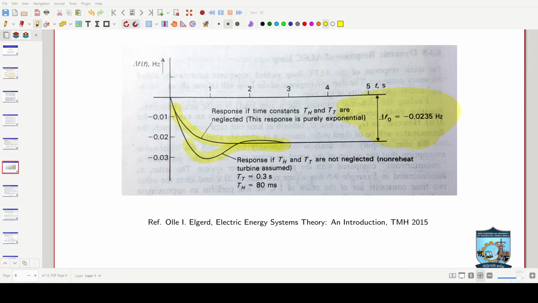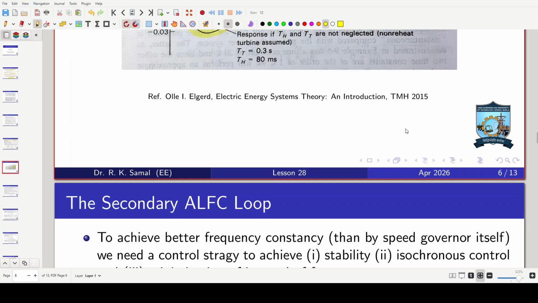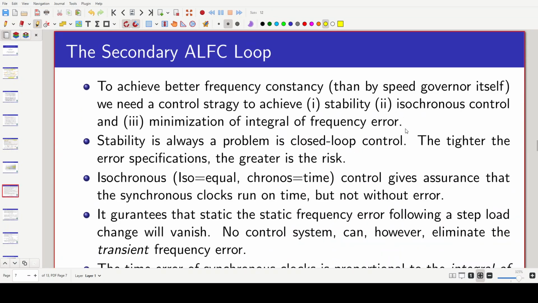So from your control system knowledge, you know how to reduce steady state errors. To reduce this steady state error delta F0, which is not at all desirable, it should always be 0, not even this 0.0235 Hz. Okay. So for that we need another loop known as the secondary ALFC loop.